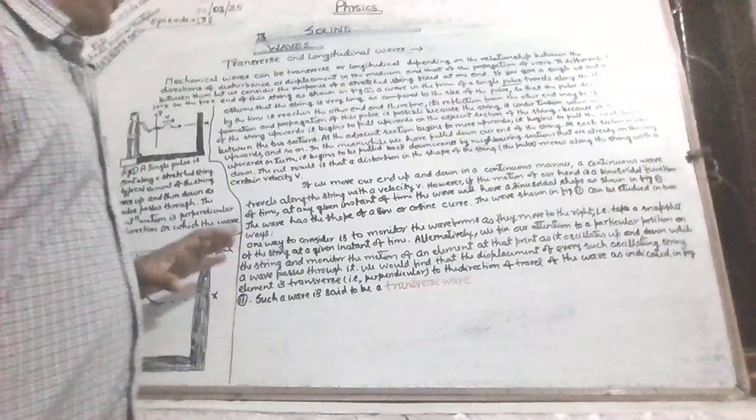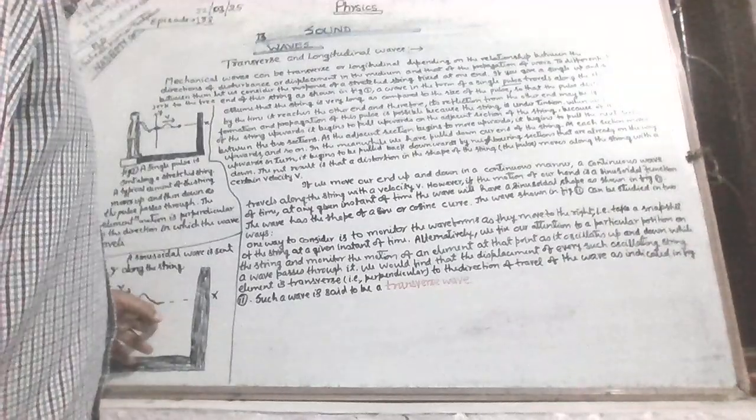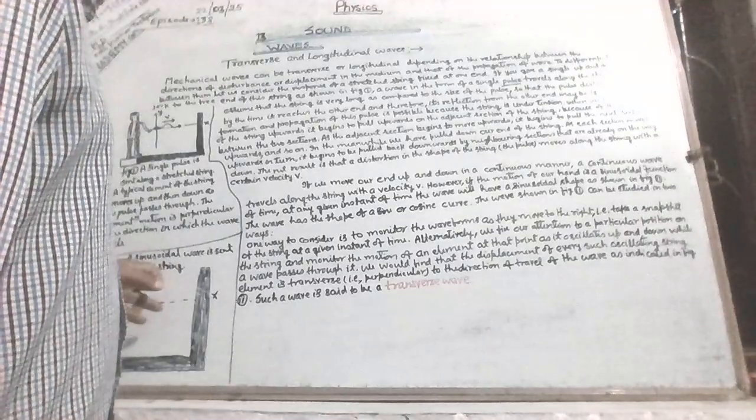Thus, we have discussed the mechanical wave in the form of a transverse wave. When the displacement is perpendicular to the direction of motion of the wave, then it is called a transverse wave, as shown in figure 2.